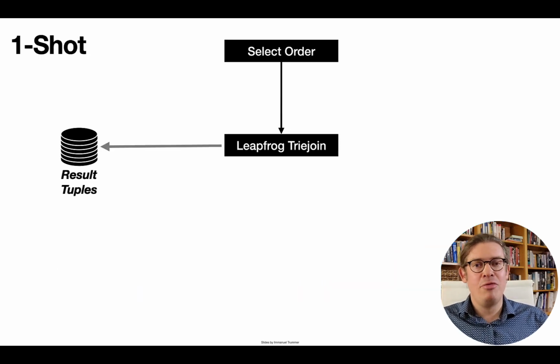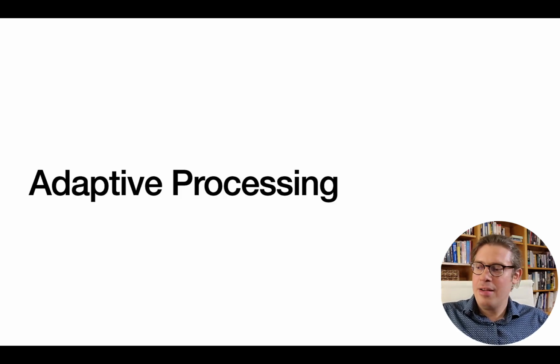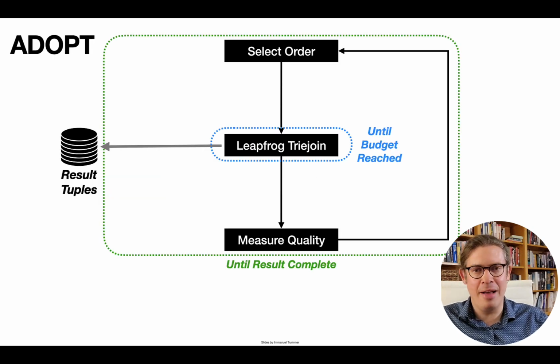Now, traditionally, we would try to select one single order before query execution starts based on statistics about the data. But if data is skewed, for instance, it makes it very hard to reliably estimate the execution cost of potential attribute orders. And in those cases, you might make the wrong choice with a detrimental impact on performance. This is why ADOPT exploits adaptive processing in order to become more robust in cases where it is hard to accurately assess the processing overheads of query plans.